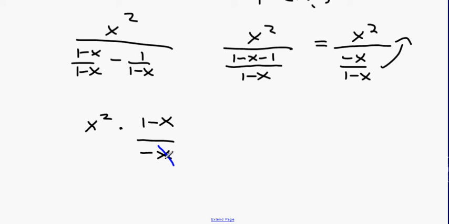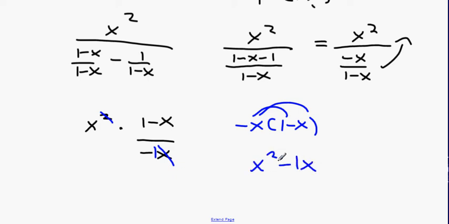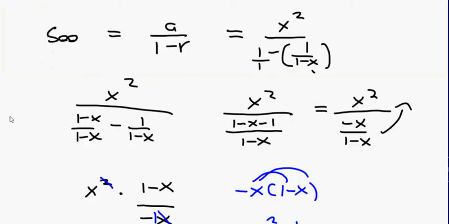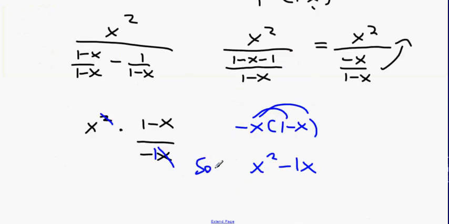So minus x into x squared leaves me minus 1. X divided by minus 1 is minus x. Minus x into 1 minus x multiplied out, and what we get is x squared minus 1x. Okay, so that's your sum to infinity right there. Sum to infinity, S infinity, is x squared minus 1x.